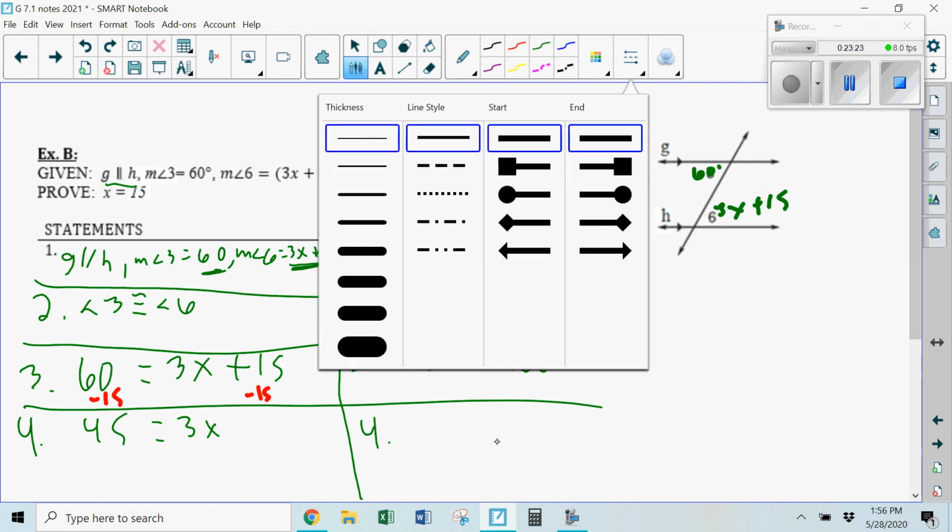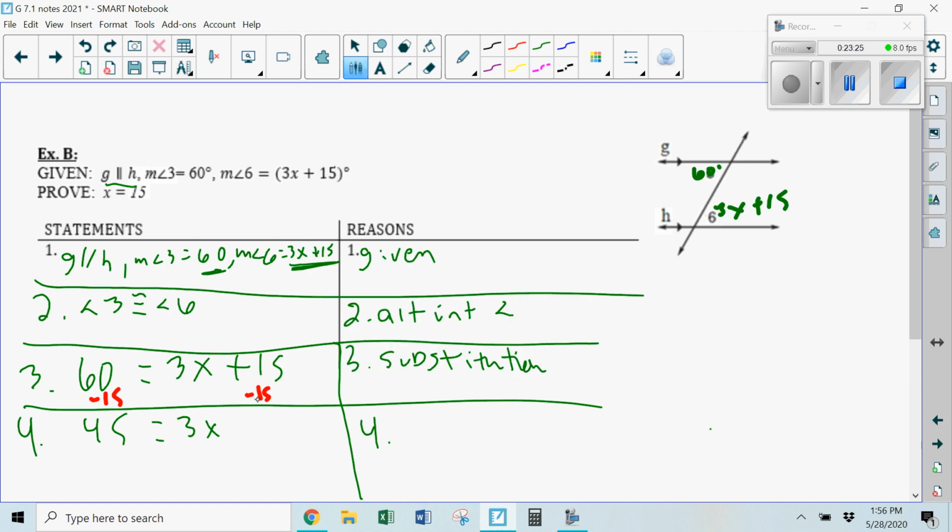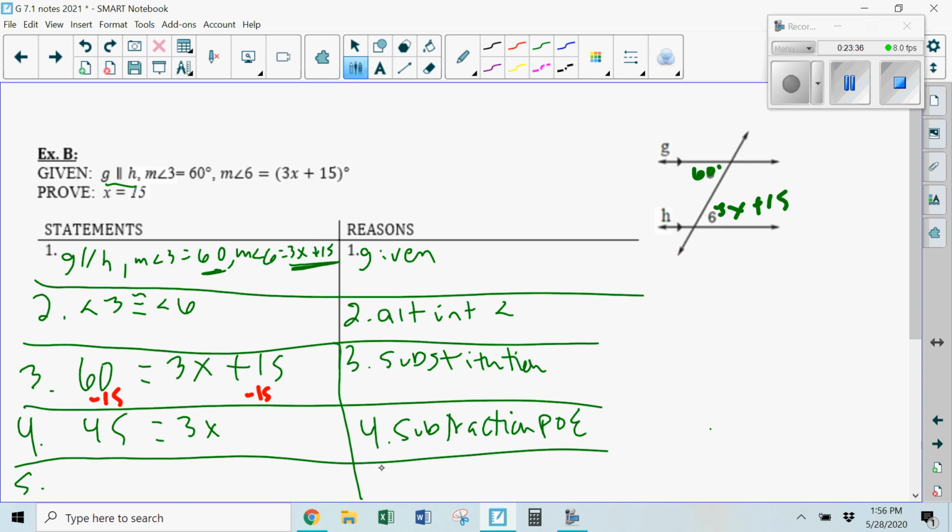And what do I write? What did I just do from step 3 to 4? I subtracted on both sides. So subtraction, POE. Almost done. Divide both sides by 3. Since we did it on both sides to preserve equality, division, POE. And we know we're done. It says 15 equals x. That's what we're trying to prove, so we know that we're done.